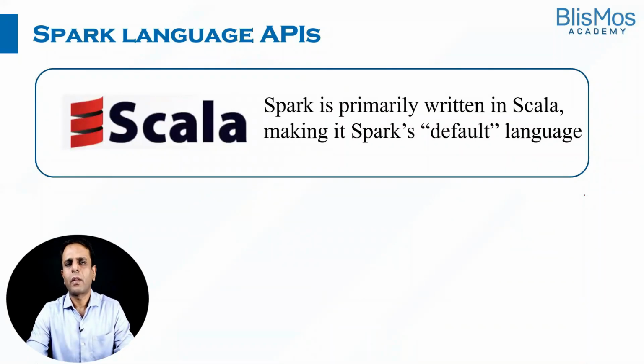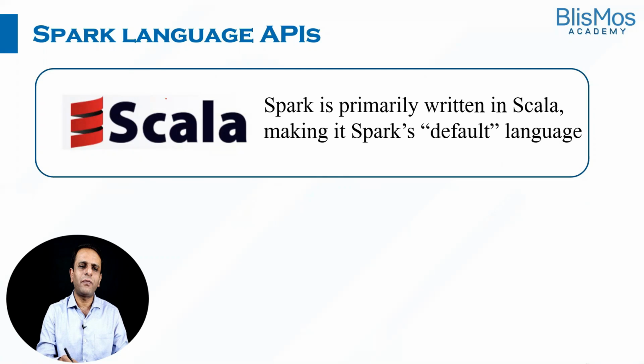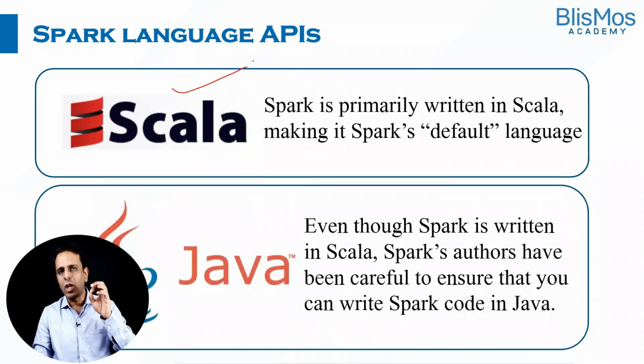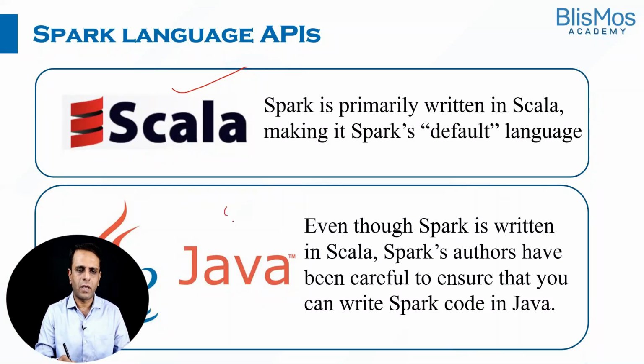If you really look at it, there are different language APIs. One is Scala. As we already understood, Scala is the default language of Spark, because Spark itself is written in Scala. The next is Java, which is also a supported language in Spark. That is because most of the applications across the globe are written in Java. I wouldn't say all of them, but at least most of them in the current context, because Java is now a 25-plus-year-old programming language.